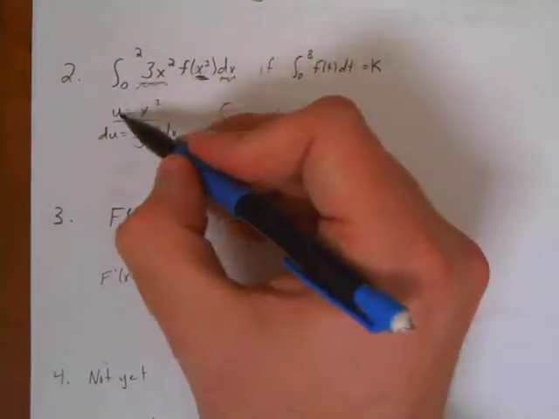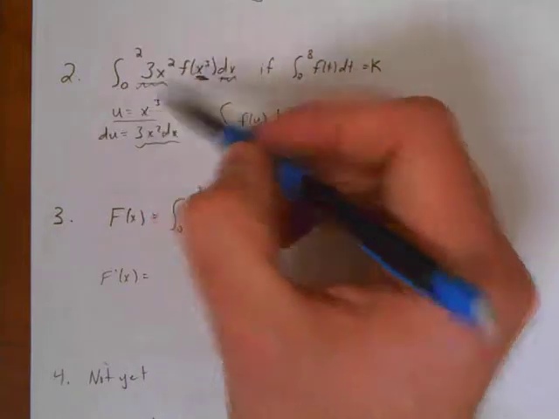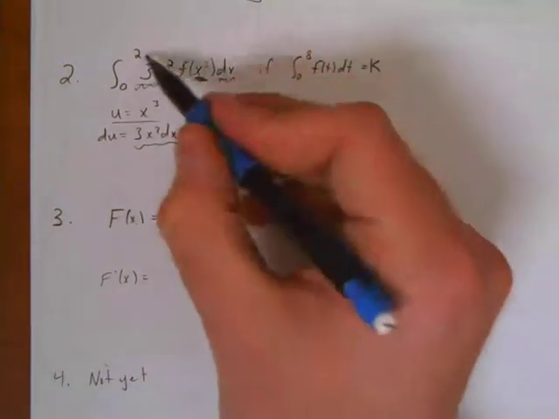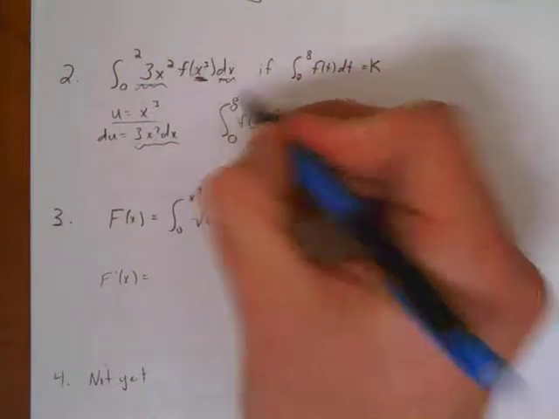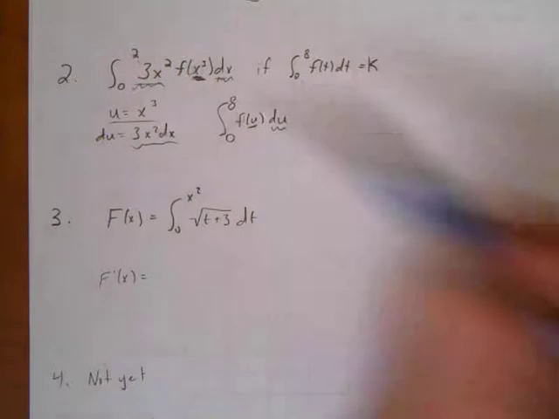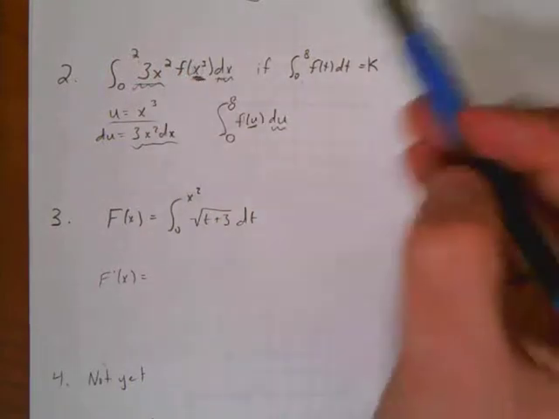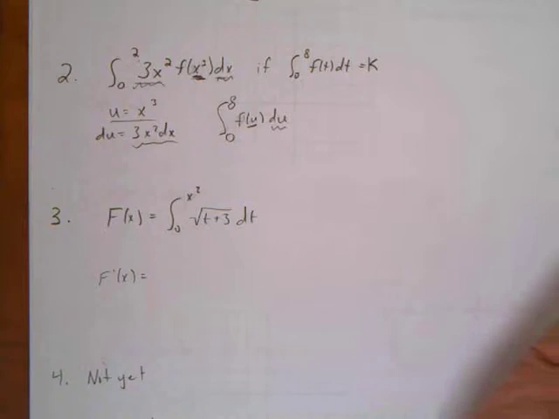So to do that, I chose u to be x cubed. So I can figure out my boundaries for u by plugging in 0 for x in x cubed and getting 0, and plugging 2 in for x and finding out that that would be 8. All right, when x goes from 0 to 2, u goes from 0 to 8. And I just did that by plugging in 0 and 2 into x for my substitution.